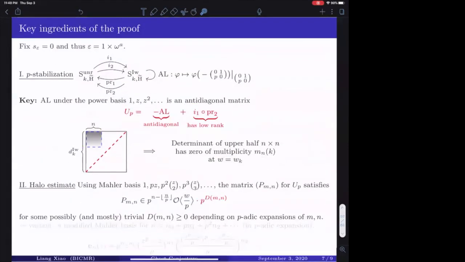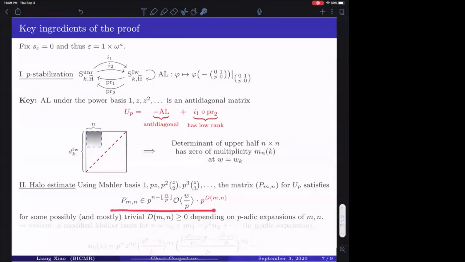Okay, let's see. Another key ingredient I want to say is that when we did this special halo result, it was very important to use the modular basis. To make this work a little better, we have to normalize it. So we have to do p and p squared, and we have the same estimate. The matrix of U_p on this modular basis, in contrast to the power basis we had earlier, will satisfy this nice bound here.